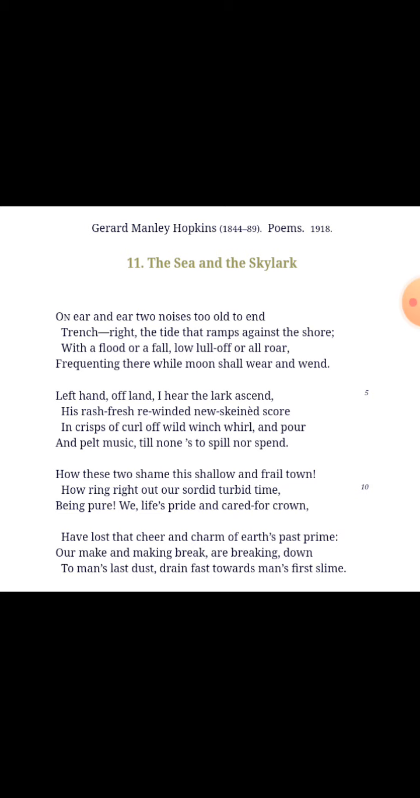Here we have a biblical reference. According to the Bible, a man is created out of dust, and in the last he will turn into dust, he will become dust. Drain fast towards man, first line. We are destroying ourselves. We were created out of slime, out of dust, and in the last, on the doomsday, we will become dust, we will turn into dust.